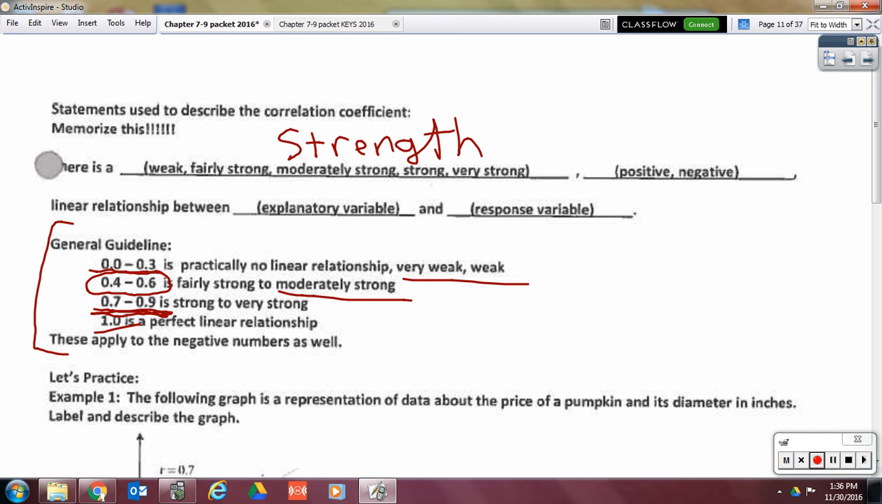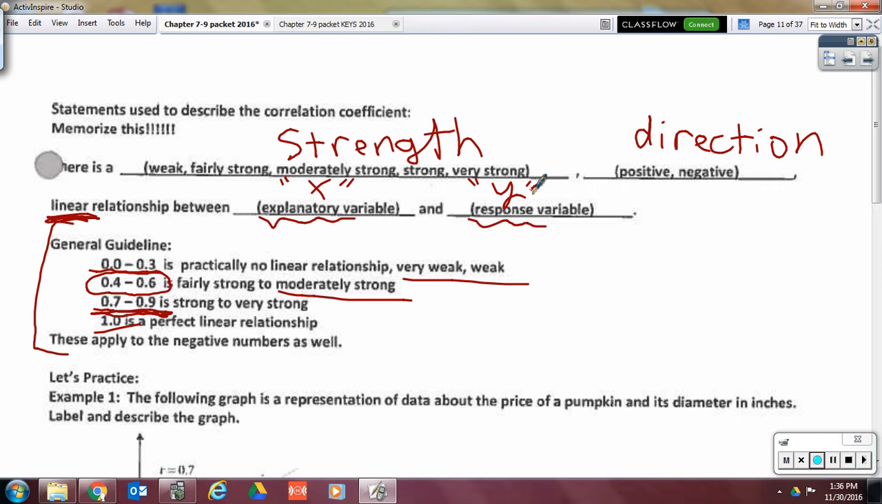So we first talk about the strength, and that has to do with the number value. And then we talk about whether it's positive or negative, so the direction. The words linear relationship have to be in there, between whatever x is and whatever y is. So there is a strong or weak, positive or negative linear relationship between your x variable and your y variable. And of course, you would use words to describe your x variable and your y variable.